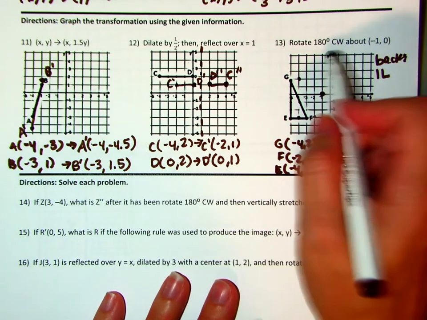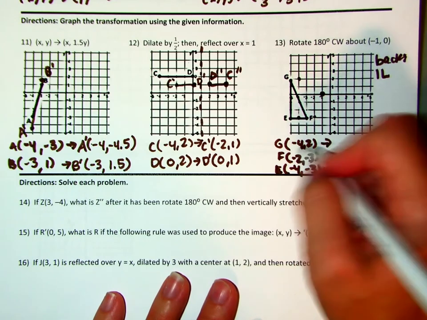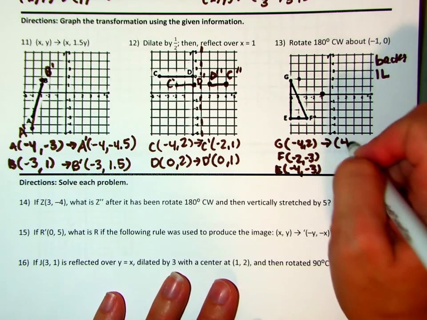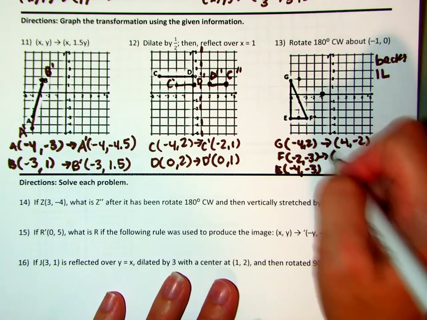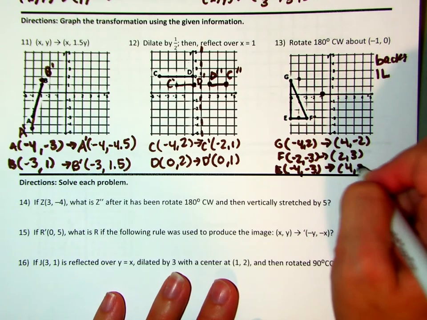180 degrees is what we're supposed to do. 180 degrees, find the opposite of both. So we're going to do the opposite of both of those, and that's going to give us 4, -2. Opposite of both is going to give me 2, 3. Opposite of both is going to give me 4, 3.